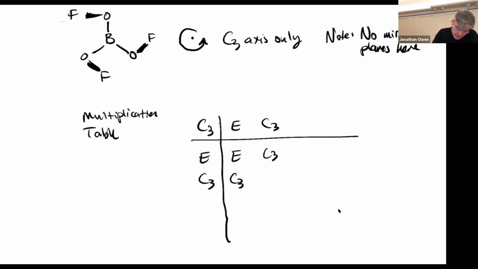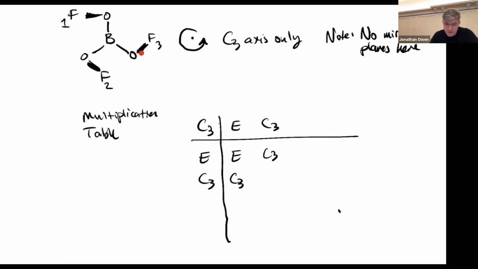Right? If we were to label these 1, 2, 3, and then we pay attention to this fluorine number 1 here in the upper left-hand corner, and we do a C3 followed by a C3, it's going to send fluorine 1 into this position. That's not what we started with. So if we do C3 2 times in a row, we get a new orientation. And that means that there must be some other operation that sends fluorine 1 all the way over to fluorine 3 that's also a member of the group. Right? Any binary products have to be members of the group.